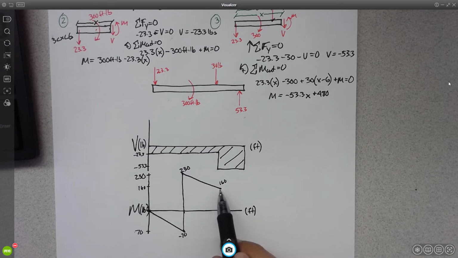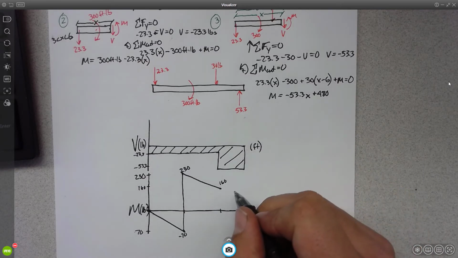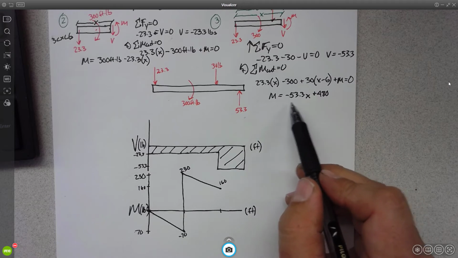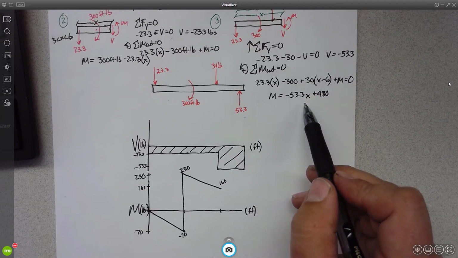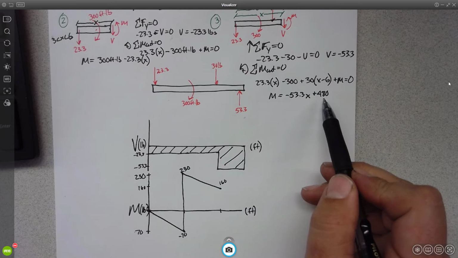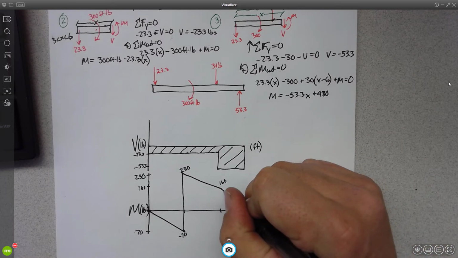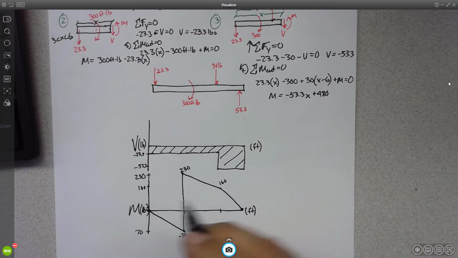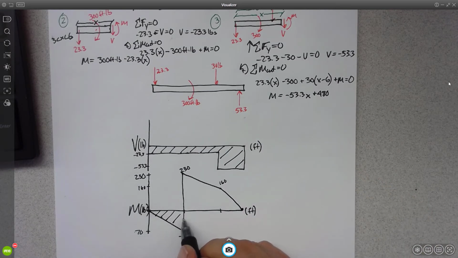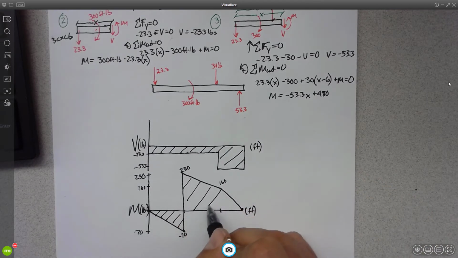It's 160, okay? We have a slope of negative 53.3. So could you figure out then what 9 times 53.3 is? So we're going to be at 0. And here is our moment diagram.